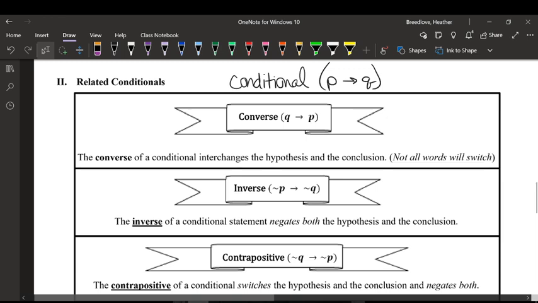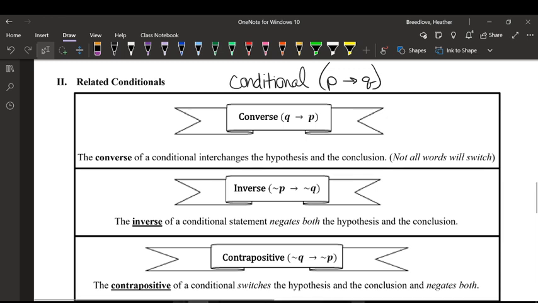And then the contrapositive does both. Like the converse, which is the order, the inverse adds the word not. The contrapositive does both. It changes the order and adds the word not. So the long word does both. It switches the hypothesis and conclusion and negates both.